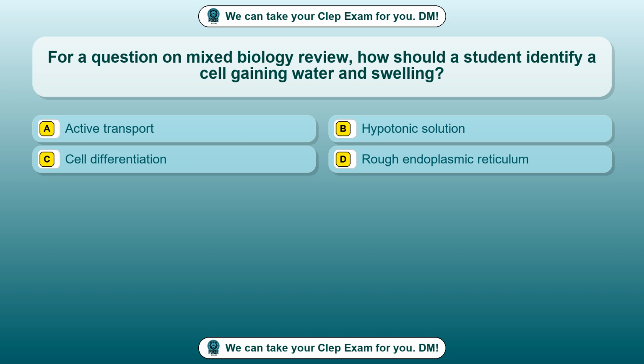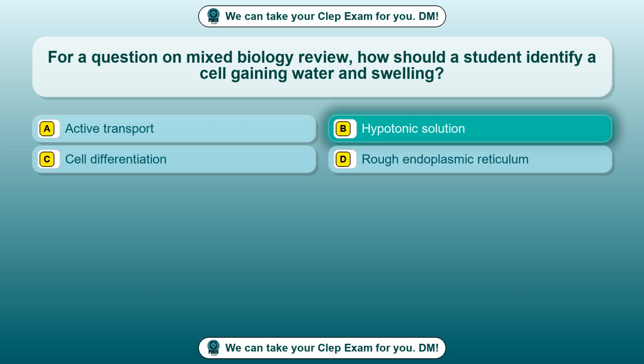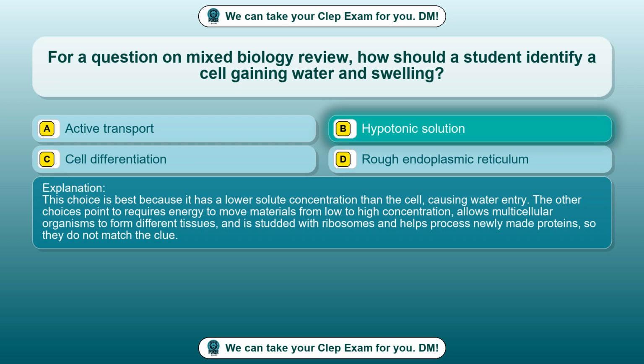Option A, active transport. Option B, hypotonic solution. Option C, cell differentiation. Option D, rough endoplasmic reticulum. The correct answer is option B, hypotonic solution. This choice is best because it has a lower solute concentration than the cell, causing water entry.